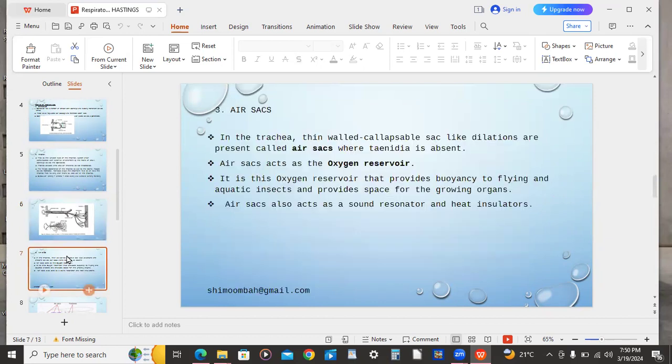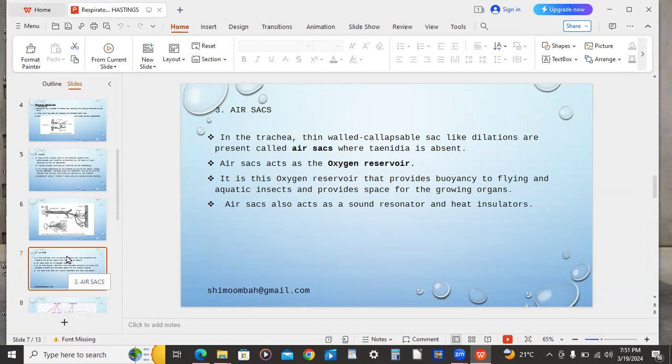Okay, now let's go to the third organ of the tracheal system, which is the air sac. In the trachea, there are thin-walled collapsible sac-like dilations called the air sacs, where taenidia are absent. So the air sacs act as an oxygen reservoir, which means they hold oxygen. That's what is meant when they say they act as an oxygen reservoir. They hold oxygen in them.